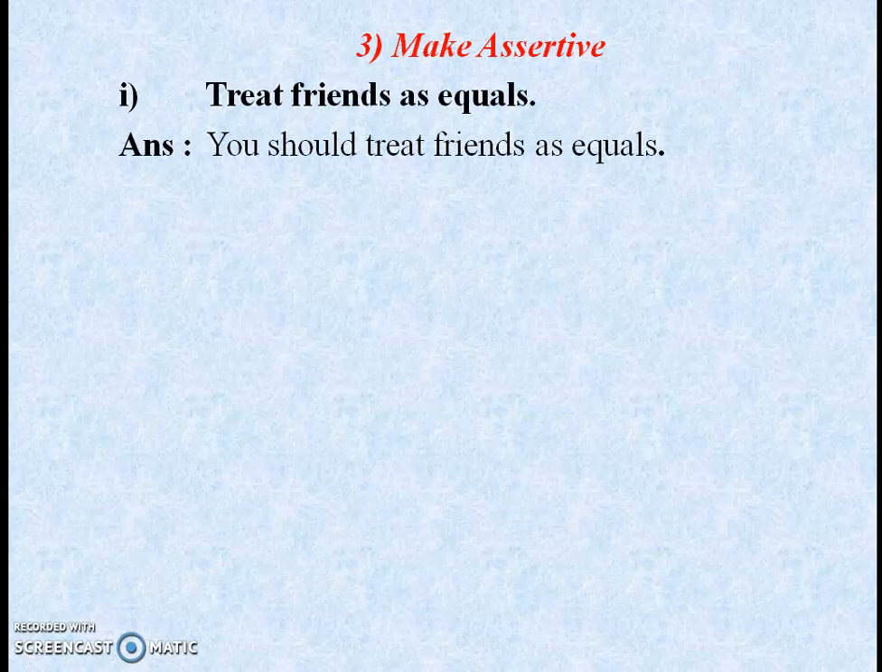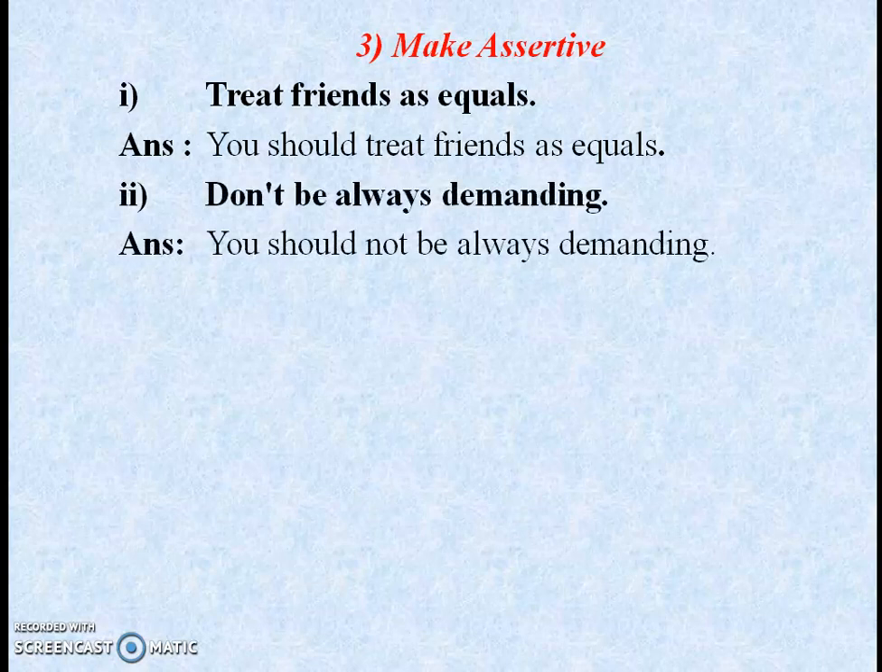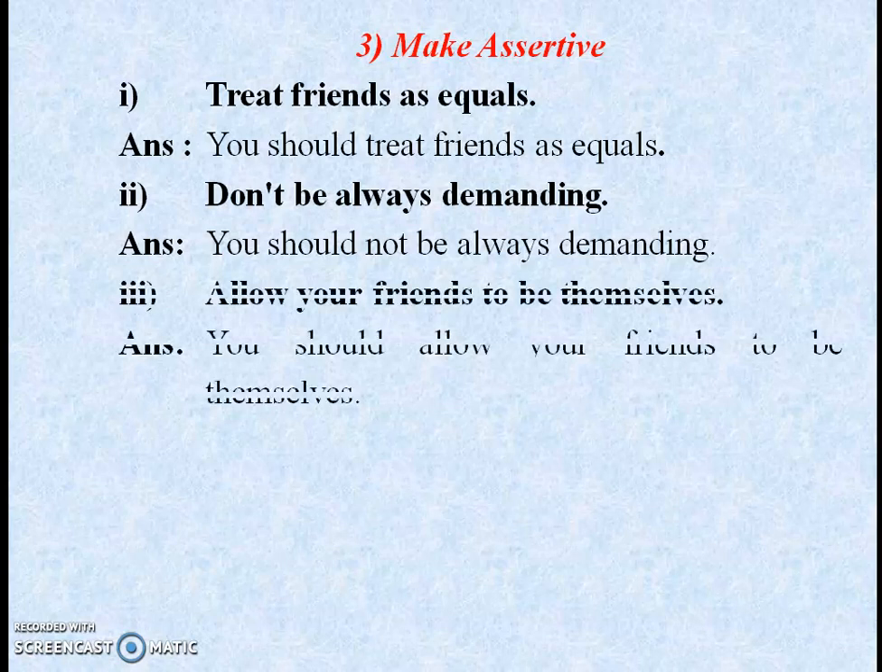Treat friends as equals. This is imperative sentence, friends. Treat friends as equals, and its assertive form, you should treat friends as equals. Second example, don't be always demanding. This is also imperative sentence. You should not be always demanding. Assertive sentence.